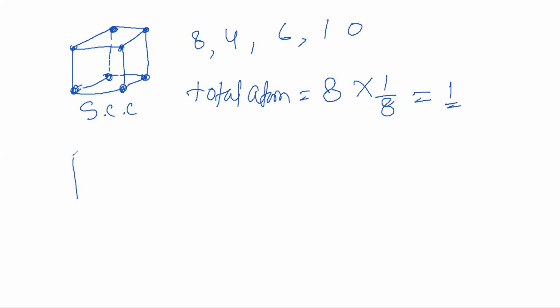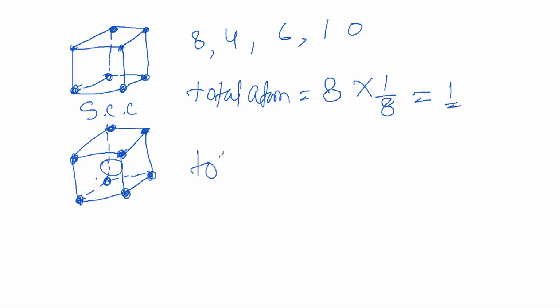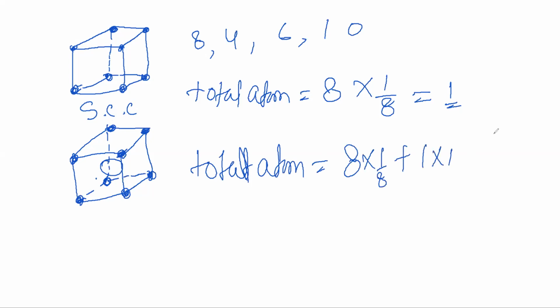Next comes the body center, in which the configuration of atoms is something like this, and one atom at the center. So total atoms, if we have to calculate, 8 are at the corners, plus 1 is at the center, which sharing is 1. So this becomes 1 plus 1, that is equal to 2. So total atoms in BCC are 2.